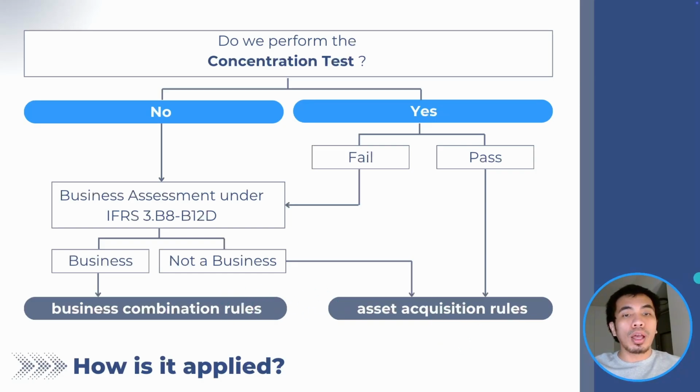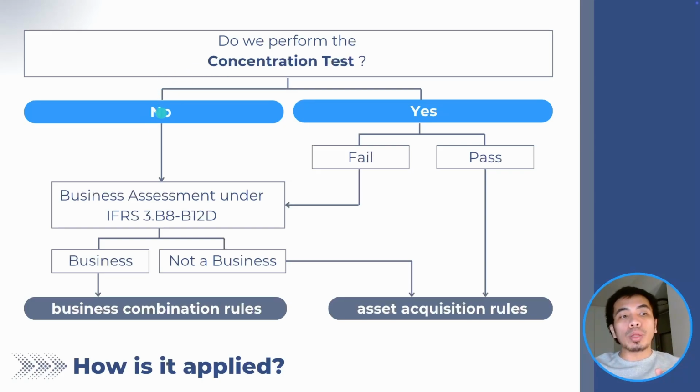So basically, whenever we have an acquisition, a parent company acquires a subsidiary, we need to determine first and understand what exactly are we acquiring, what is in the balance sheet of the acquiree, the company that we are acquiring. Once we have an understanding of what is inside the balance sheet of the acquiree and how much we are paying for it, now we have to ask the question, do we perform the concentration test? This question is very important because the concentration test is optional. You don't really have to perform it if you don't want to. So we have two options here. We perform it, yes, or we don't perform it. So first we go to the left.